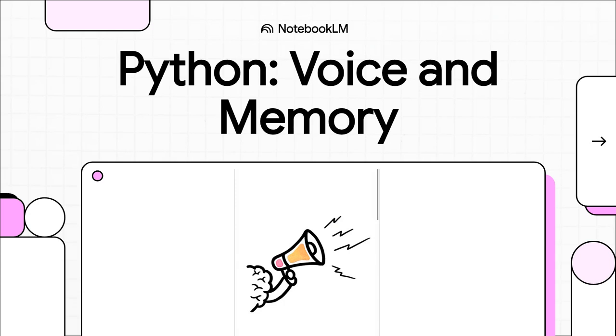Welcome to The Explainer. Today, we're jumping right into Chapter 7 of the official Python tutorial to figure out how to make our programs actually interact with the world. Yep, we're talking input and output.